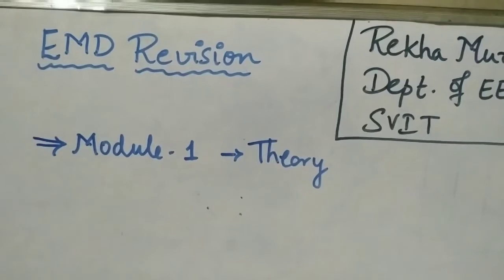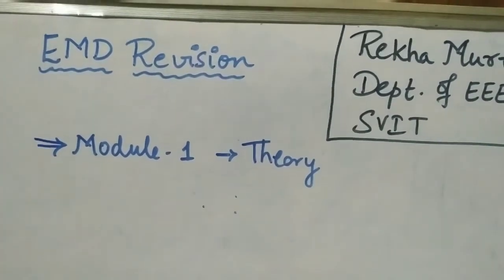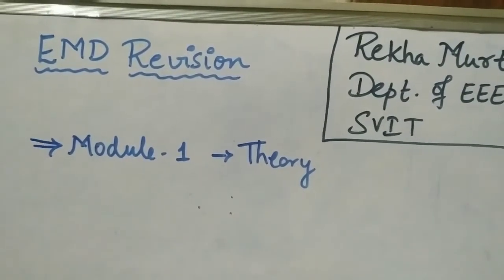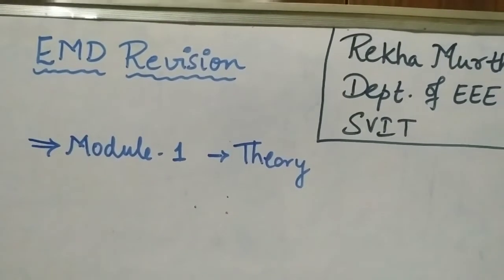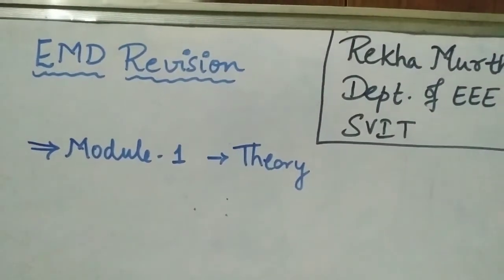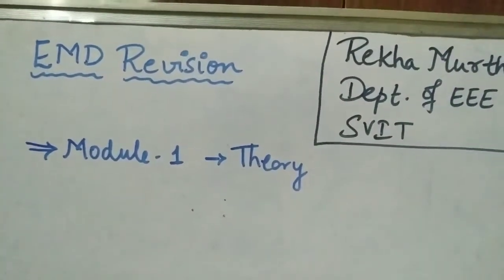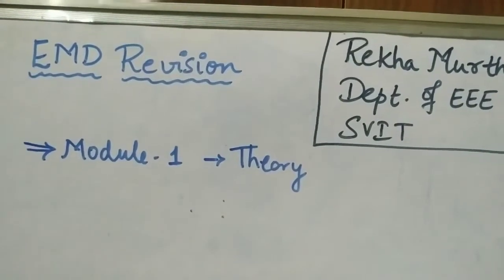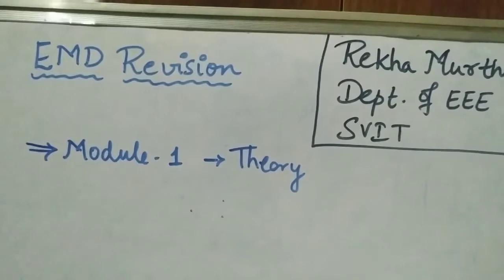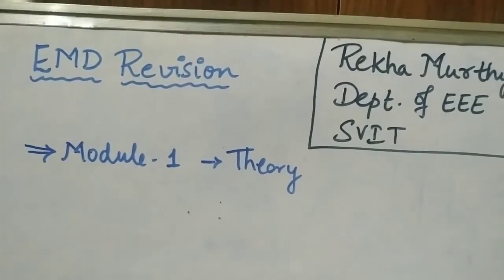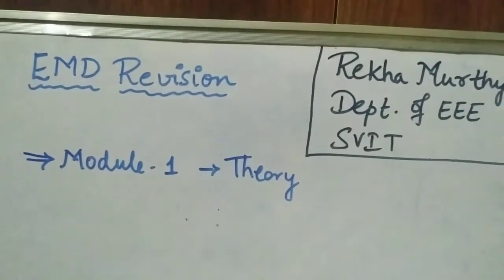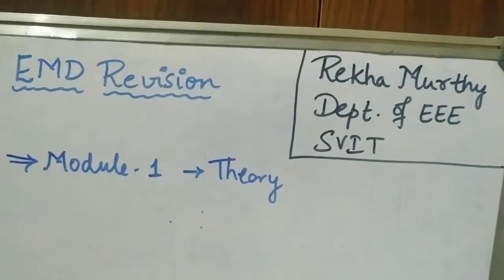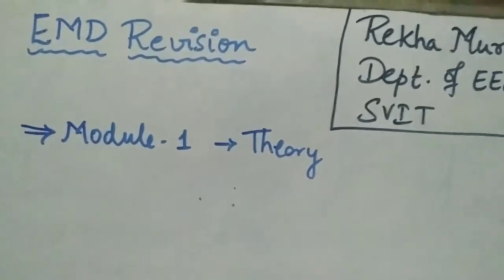As usual, according to your 17th scheme, module 1 will be related to around 16 marks. So if it is 16 marks, definitely you can score at least 14 out of 16 marks. Okay. So after answering the questions from module 1, next we can move on to module 4.